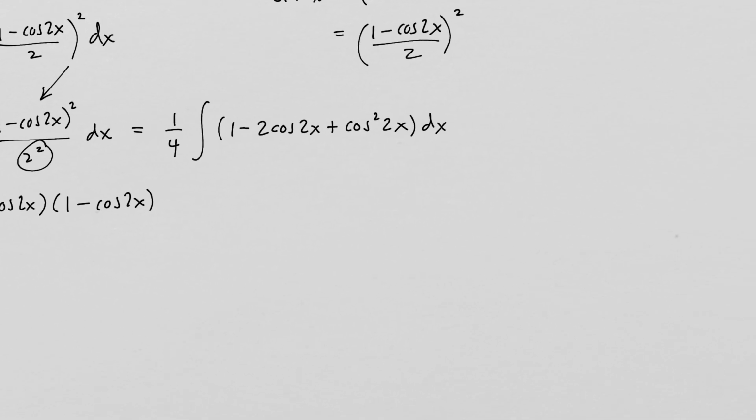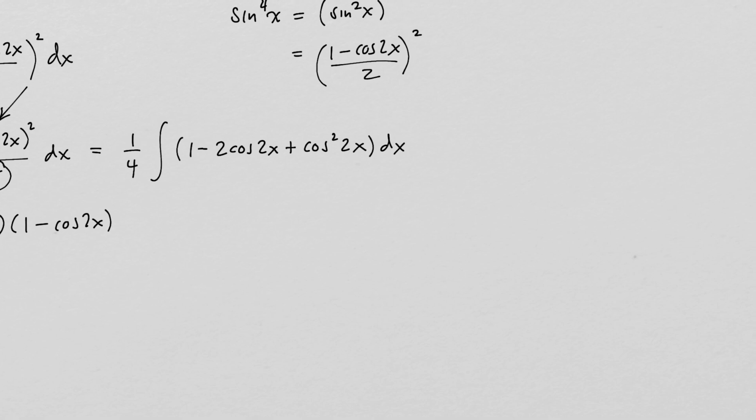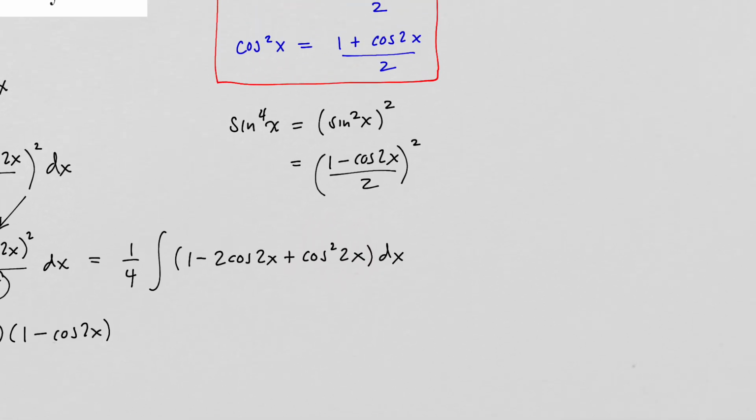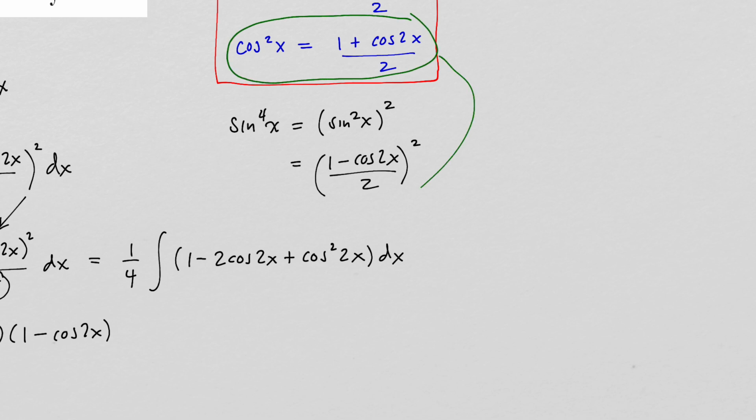Okay, so now it's time to do the integration. So we know the integral of 1 is just going to be x. We know the integral of cosine of 2x is 1/2 sine of 2x. We just talked about that one. But then look here, we have the integral of cosine squared. Well, we can't do the integral of cosine squared, at least not directly. So we actually need to use this second identity down here. But there's another thing. We don't have cosine squared of x. We have cosine squared of 2x.